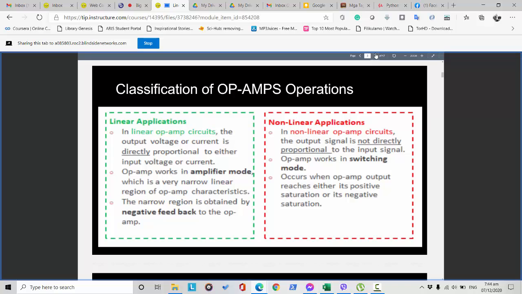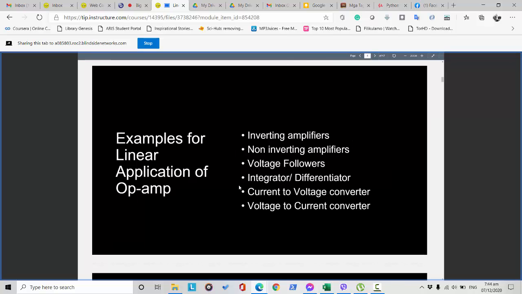Okay, let's proceed. These are some examples of linear applications of operational amplifiers. We have the inverting amplifiers as well as the non-inverting amplifiers. We also have voltage followers, and then we have the integrator amplifiers and differentiator amplifiers, and then we have the current to voltage converter and the voltage to current converter. So these are some of the examples that we're going to discuss today.